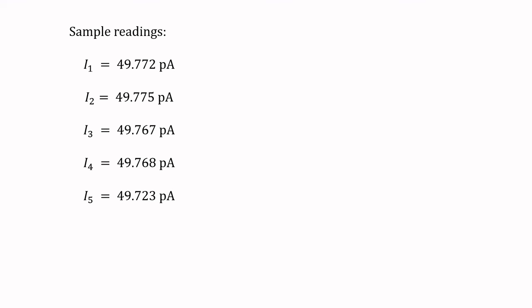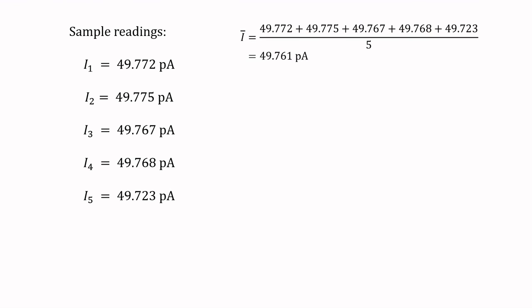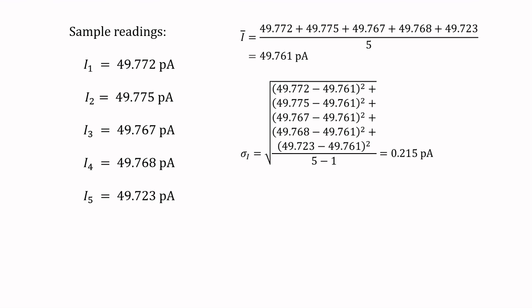For example, suppose that I have randomly taken 5 measurement values from the fluctuating photometer. Firstly, I calculate the average of these 5 measurements, which is 49.761 picoampere. And then, I calculate the sample standard deviation. I got 0.215 picoampere.